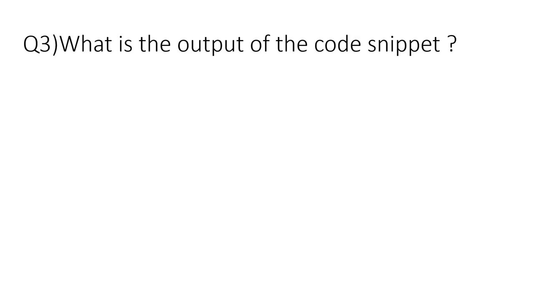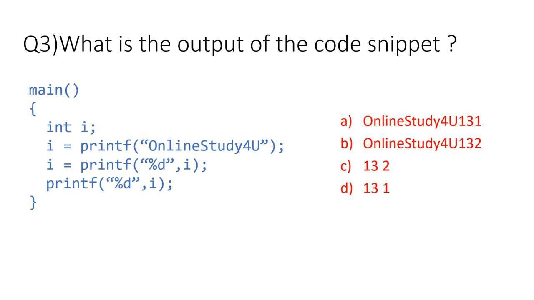So the third question is, what is the output of the code snippet? This is the code and these are the options. So what is happening here? You have declared variable I, which is of integer type, and then you have I is equal to printf online study for you, which is our channel name. So what is happening here?